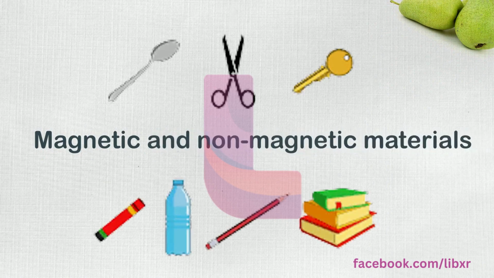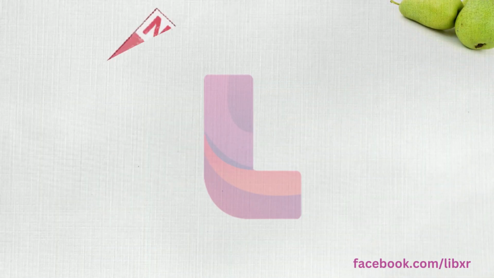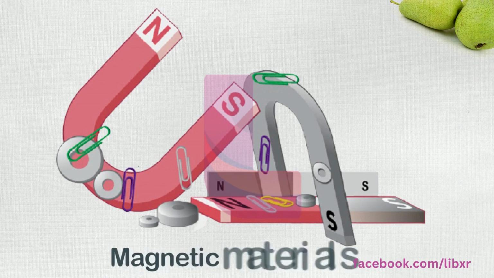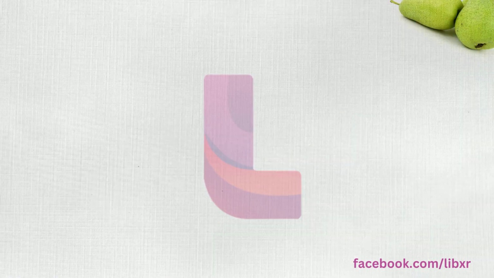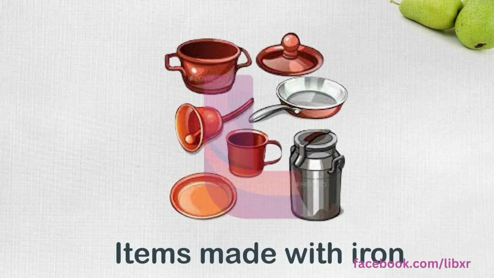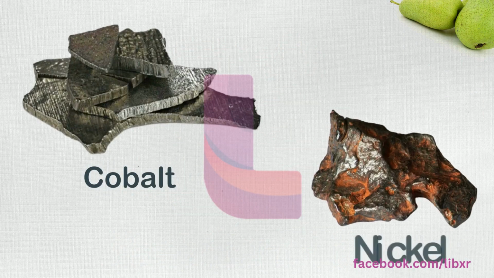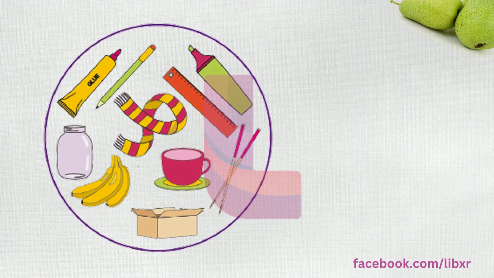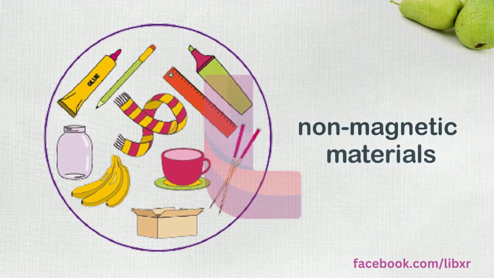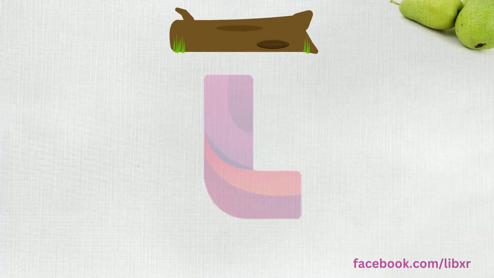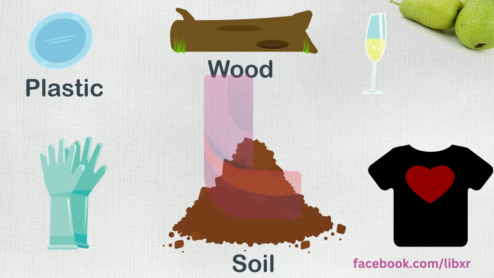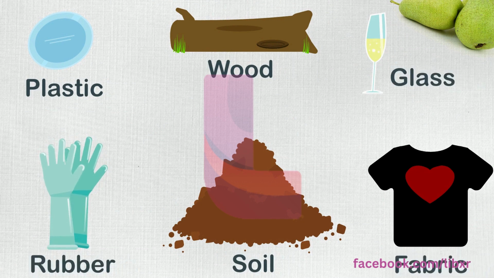Magnetic and non-magnetic materials. The objects which get attracted to a magnet are known as magnetic materials, such as those items made with iron, cobalt, and nickel, whereas those objects which do not get attracted to a magnet are called non-magnetic materials, such as those items made with wood, plastic, soil, glass, rubber, and fabric.